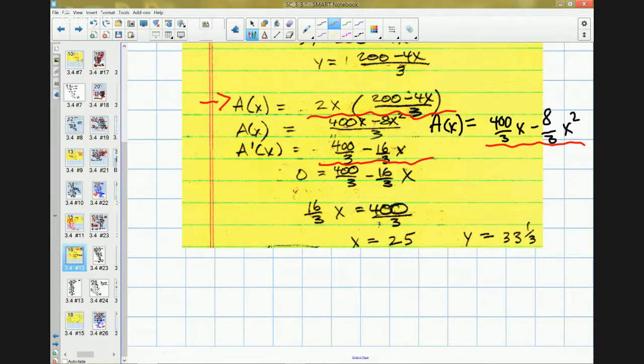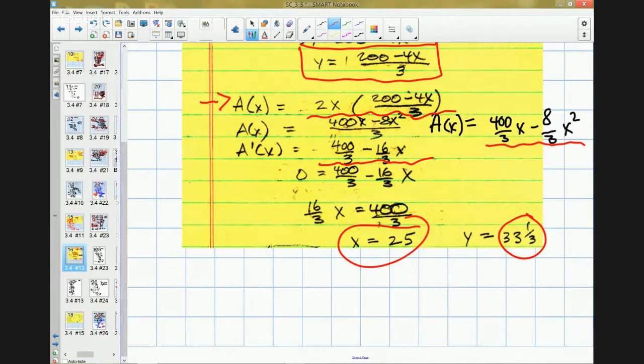It's a little bit of a mess. You got to go back and find y. So what you do is you come here. Remember, that was the expression that we used for y. So now just plug 25 in there. What's 4 times 25? 100. 200 minus 100 is 100. And what's 100 over 3? 33 1/3.